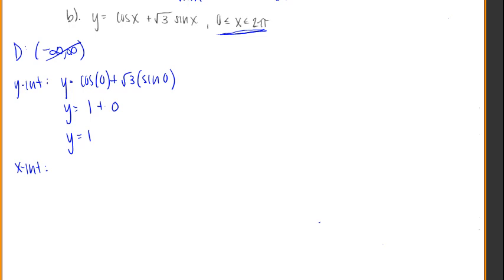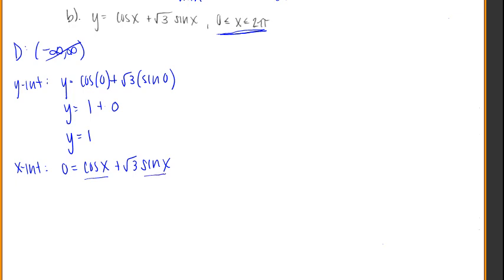For our x-intercept, we have 0 equals cosine x plus the square root of 3 times sine of x. Like sometimes in the past, the easiest way to answer the question on the x-intercepts is to analyze what the equation is saying. I want to take the cosine value of an angle, add the square root of 3 times the sine value, and get 0.